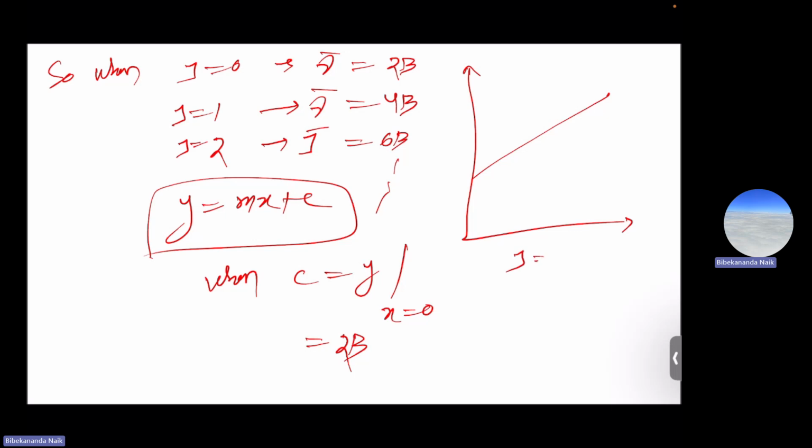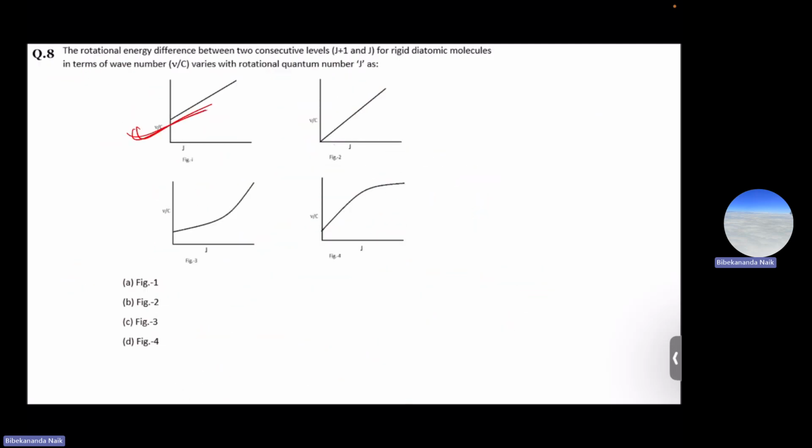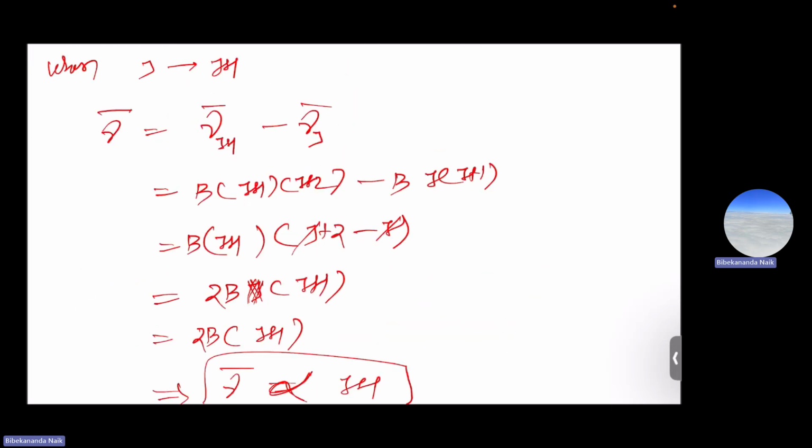So this is j and this is nu bar. So this will be the answer, and the correct option will be option A, that is figure 1. I hope this is clear.